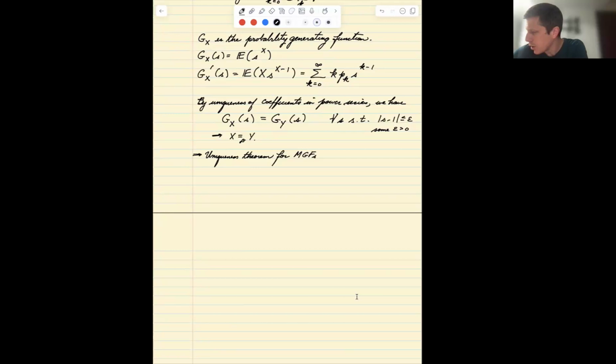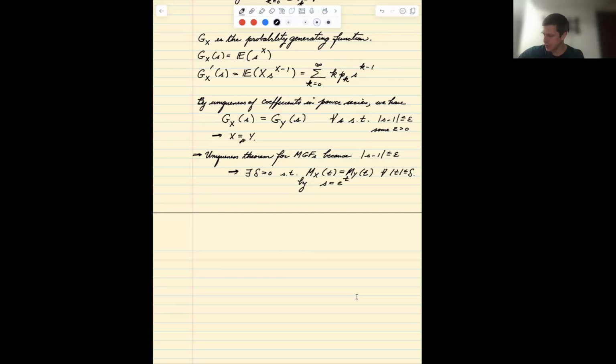because if s minus 1 is within epsilon, then that means that there exists some, let's say, delta such that the moment generating function of X is equal to the moment generating function of Y for all t less than or equal to delta in absolute value. This is by the equivalence that s is equal to e to the power t. So s is close to 1 when t is close to 0.